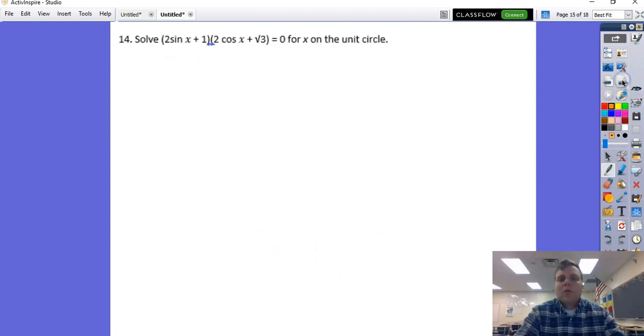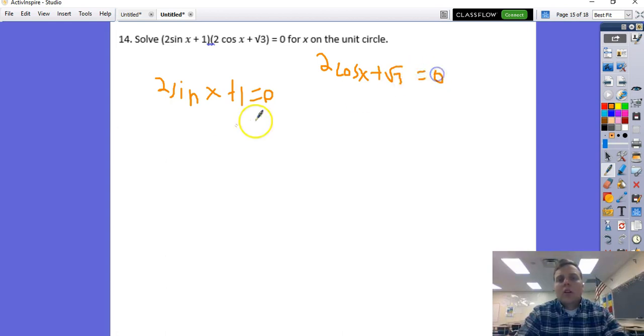Okay. Number 14. Oh. Solve 2 sine x plus 1 times 2 cosine x plus square root of 3 is equal to 0 for x in the unit circle. This should look very familiar to your Algebra 2 problems where you had two quadratic pieces equaling 0, and then you set each piece equal to 0. So 2 times sine x plus 1 equals 0, and then 2 times cosine x plus square root of 3 is equal to 0. And so now we're going to solve for x in both cases. So in this case, we're going to subtract 1. Subtract 1. So we get 2 sine x is equal to negative 1.